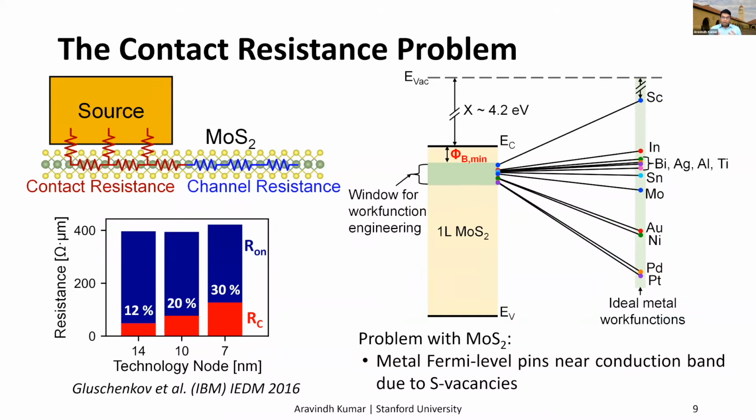In MoS2, this problem is hard to solve because all the metal work functions pin very close to the conduction band edge of MoS2, but still cause this significant Schottky barrier height. And that leads to this Schottky barrier height, which has to be overcome by an electron in order to enter the channel. And this is the reason behind the high contact resistance. One explanation for the pinning effect is the presence of sulfur vacancies in the MoS2 film.